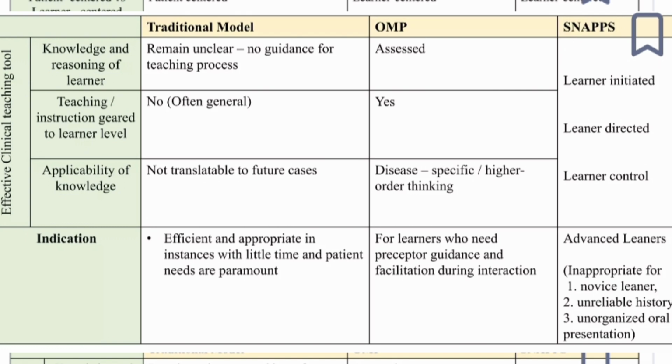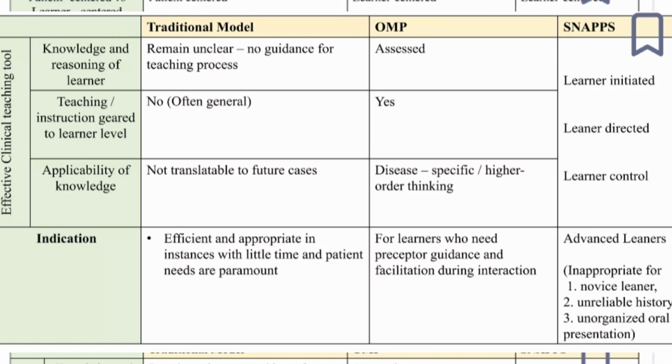Indications of use: OMP is for learners who need preceptor guidance and facilitation during interaction, whereas SNAPPS is for advanced learners and is inappropriate for novice learners, unreliable history, unorganized oral presentation. If such things are there, SNAPPS is not a good method to teach such students.